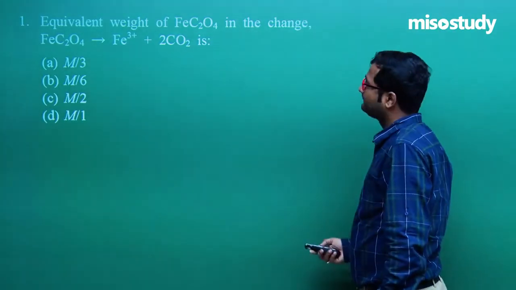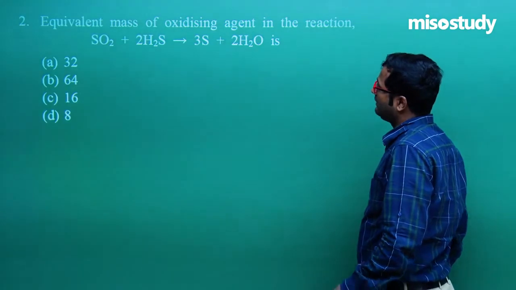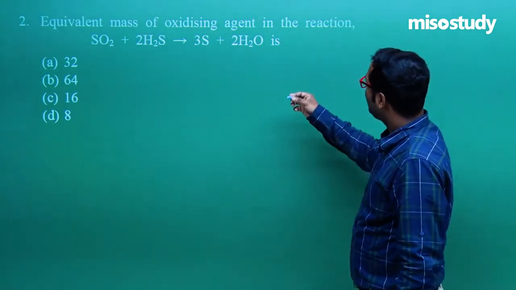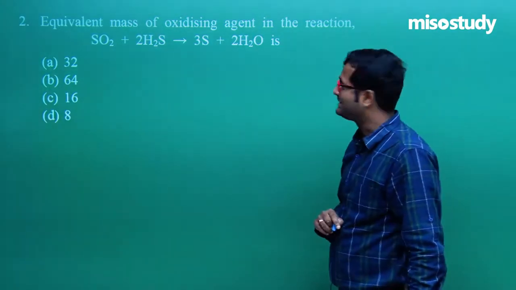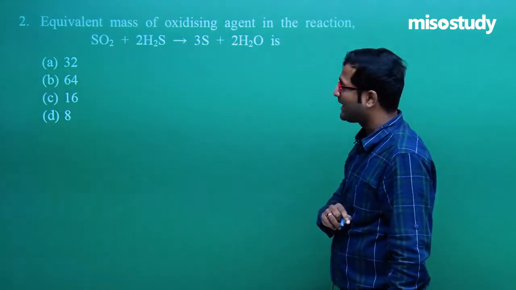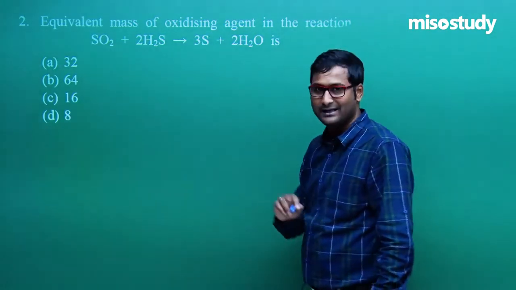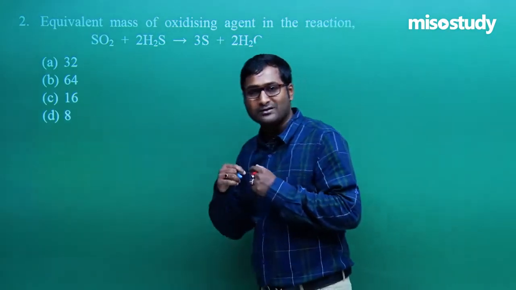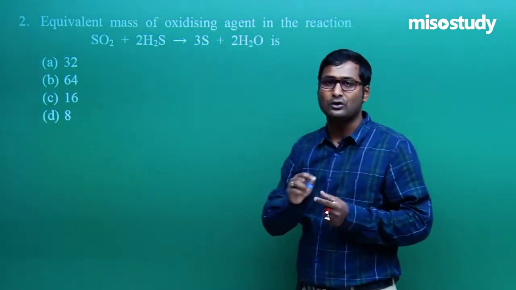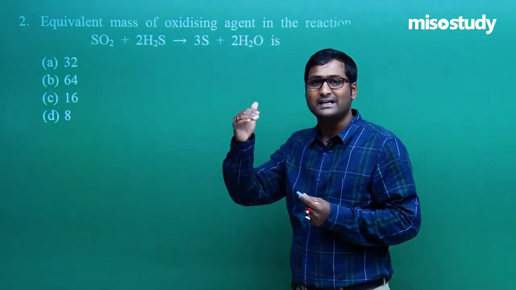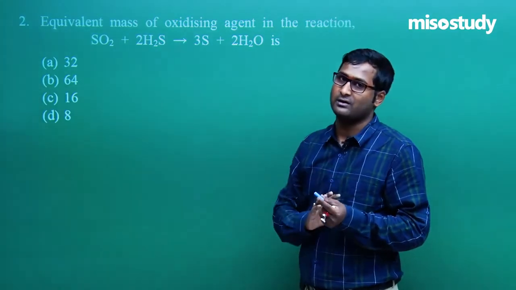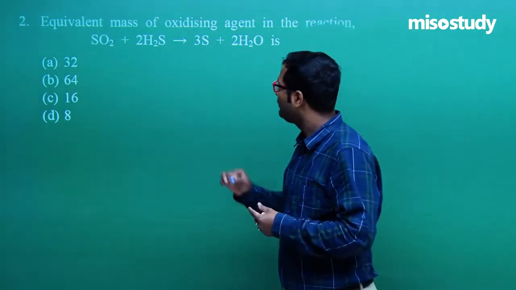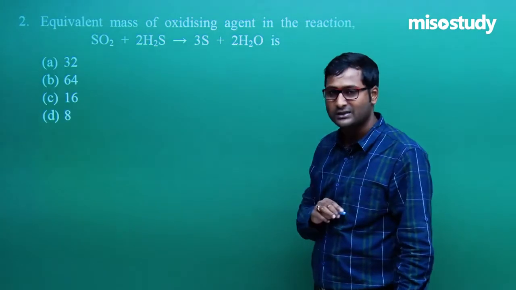Now let's move to the next question. Look at the question. Equivalent mass of the oxidizing agent. First of all, we have to find the oxidizing agent in the reaction. As we know, oxidizing agents are those in which there is a decrement in oxidation state. Now check out in which case there is a decrement in oxidation state.